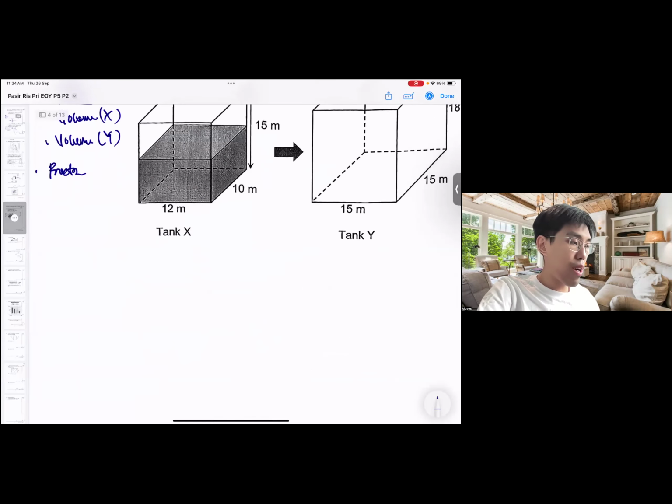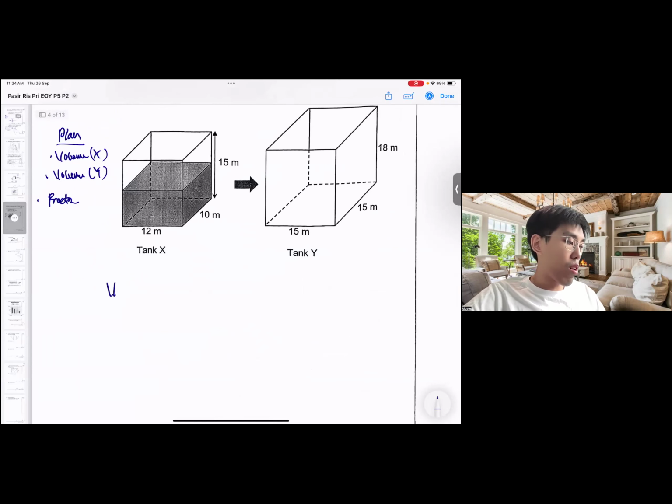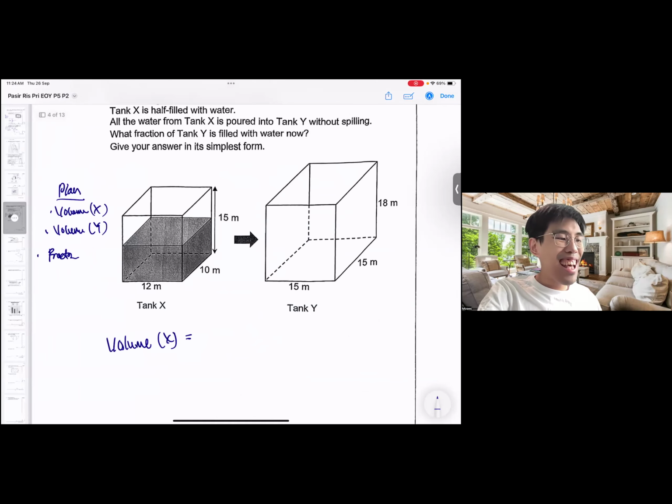Okay, let's write out the full working. First of all, the volume of X. Since they have said that this tank is half filled with water, very important, not full, it's actually half times 12 times 10 times 15.